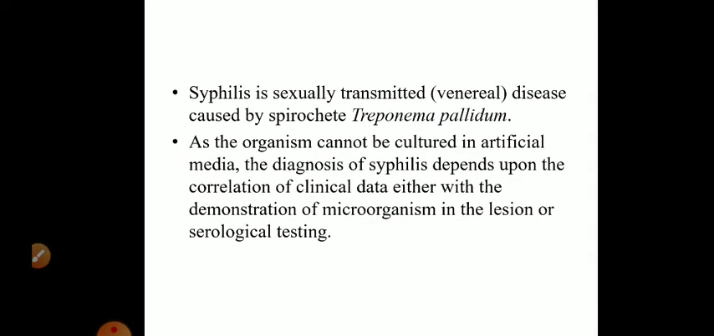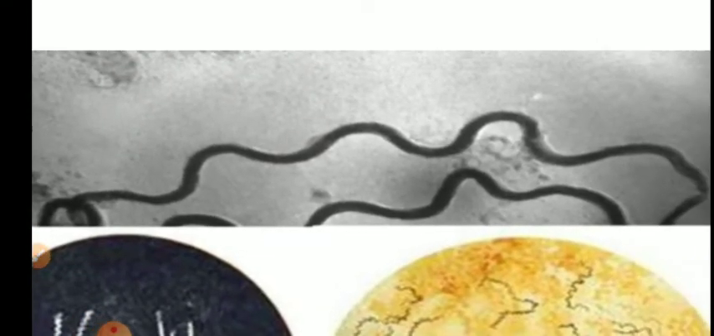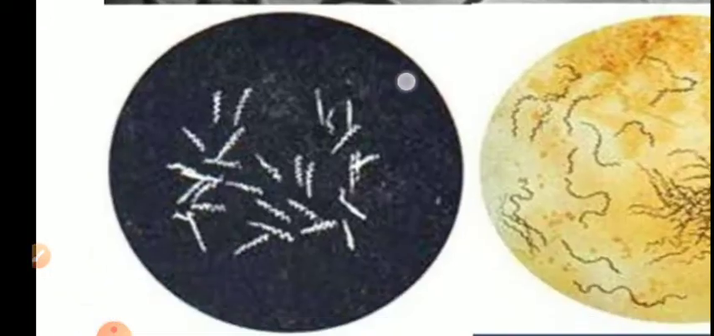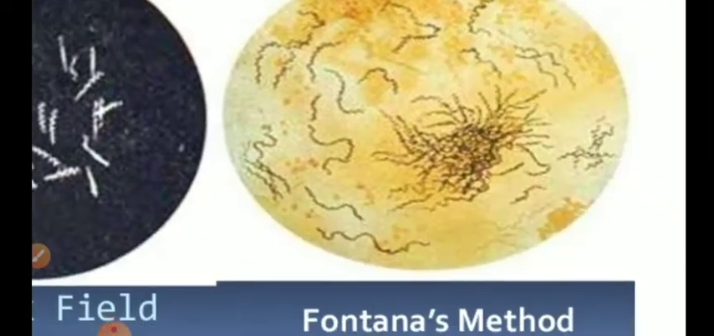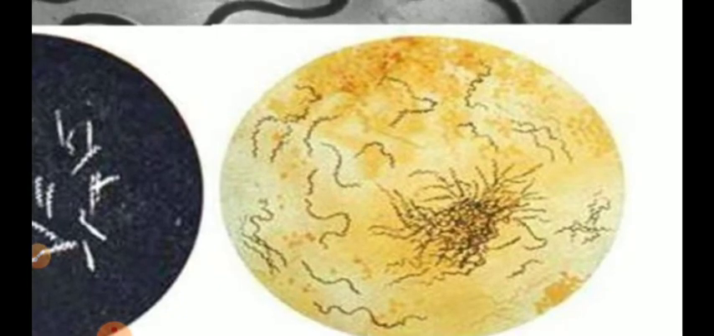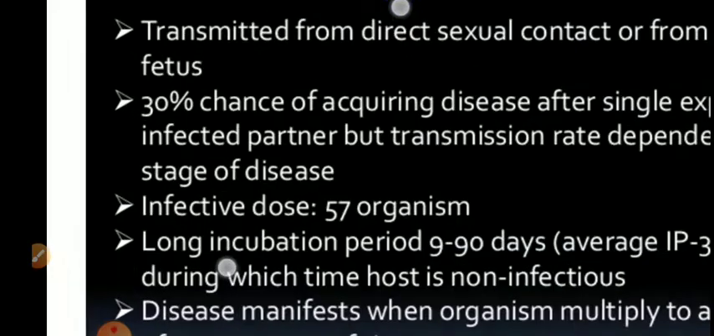So what is the causative agent of syphilis? Treponema pallidum. Treponema pallidum is a spirochete, that means it's a spiral-shaped bacterium. You can see here the spiral-shaped bacteria, as seen in dark field microscopy. This is another method of staining where you can see spiral-shaped bacteria. These are the slides that show spiral-shaped Treponema pallidum.